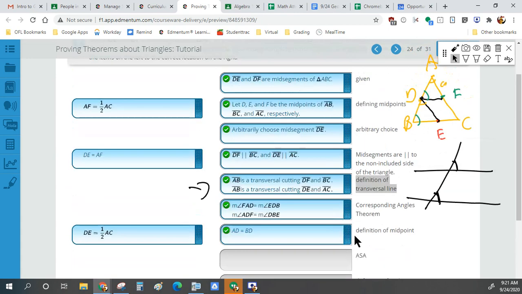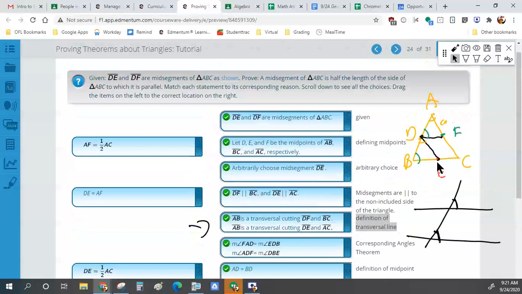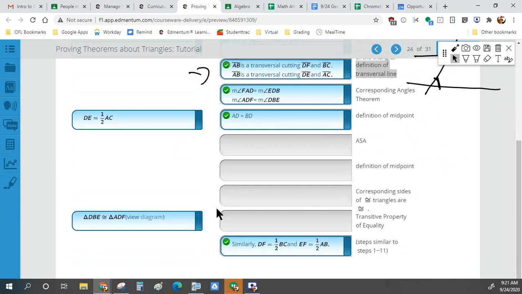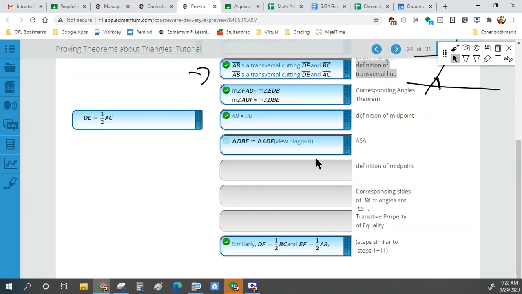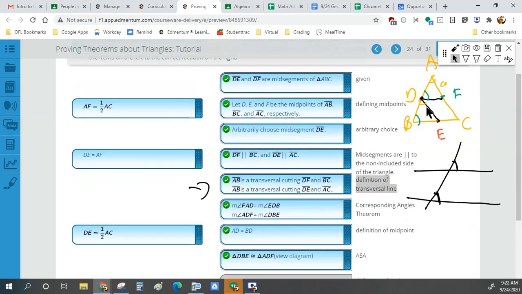Then they're saying ASA. So they're just saying that this works because we're saying that, hey, we have an angle, and a side in the middle. Angle, and a side in the middle. So this triangle is equal to this triangle. So we can just say that those two triangles are equal. This triangle right here is equal to this triangle right here.